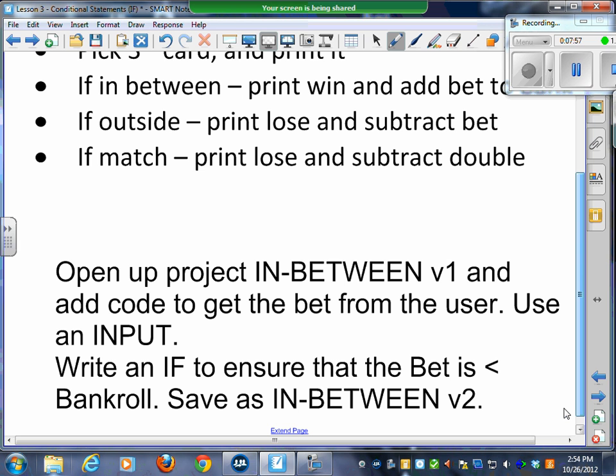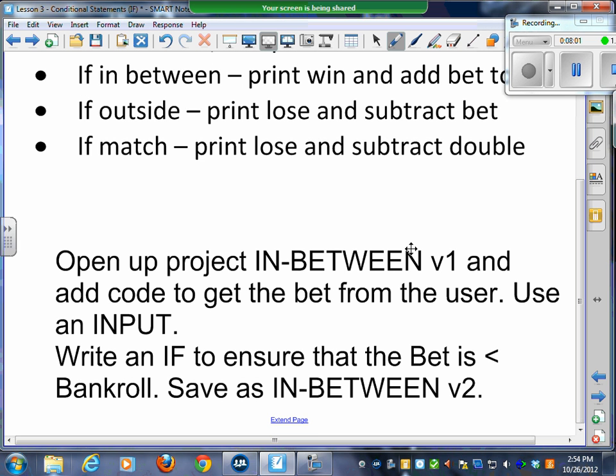So what I would like you to do is open up your project from yesterday, your in-between version 1, and add the code to get the bet from the user using an input, and then write an if statement to ensure that the bet is less than the bankroll. Okay, write an if statement to ensure that the bet is less than the bankroll, and then I want you to save that as in-between version 2.